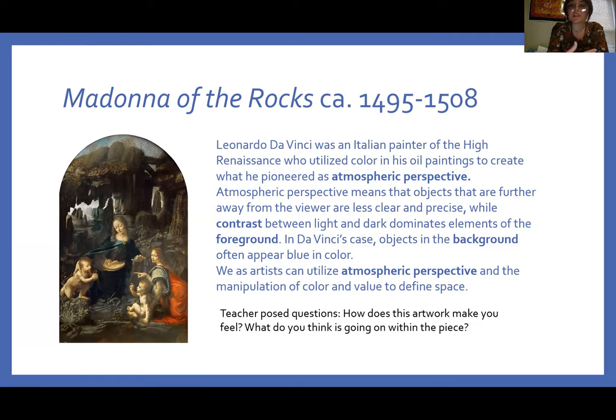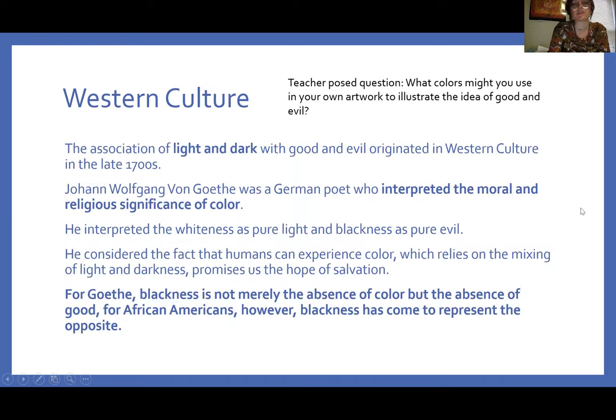I would explain this to my students more and go into depth about contrast, and how the contrast between light and dark dominates elements of the foreground, while objects in the background appear less clear and precise, and in da Vinci's case, often appear blue. I would ask the students questions and try to facilitate a class discussion. I have some questions I would pose at the bottom of my slides as well.